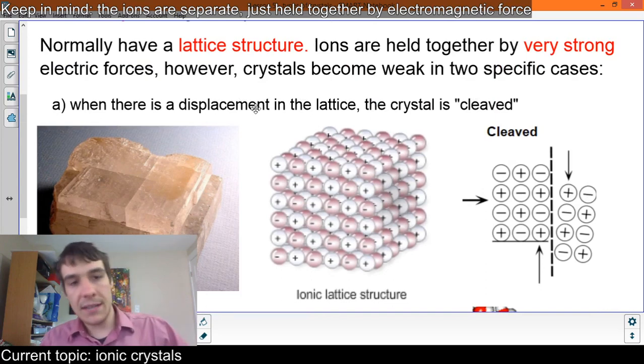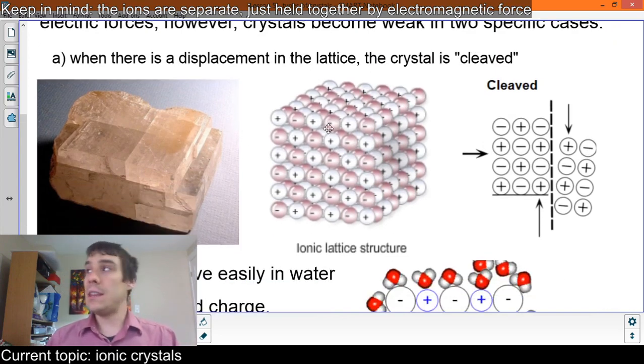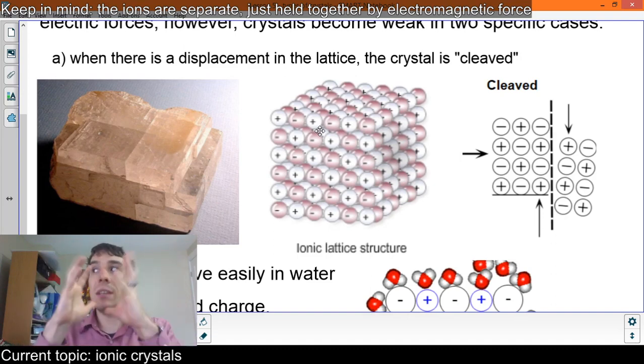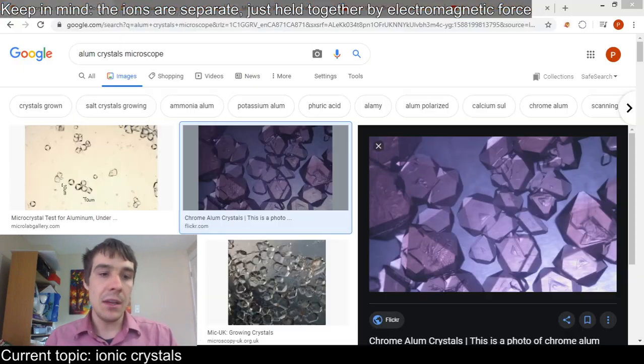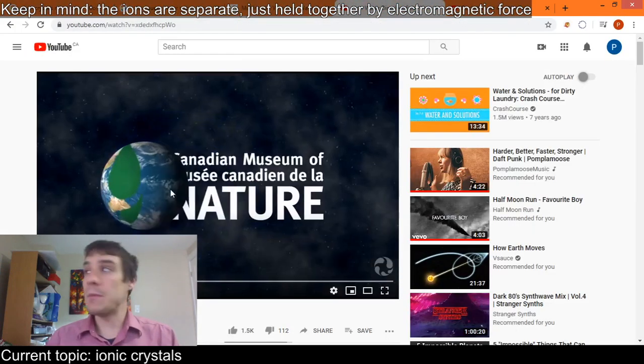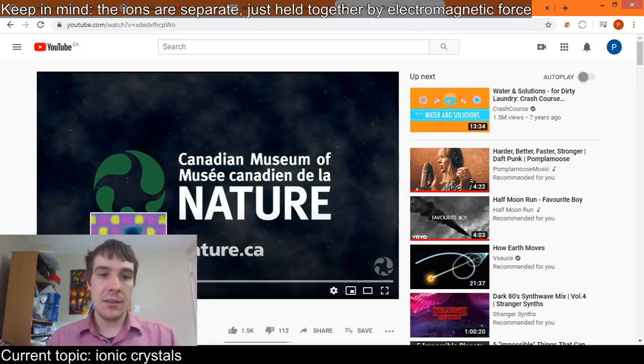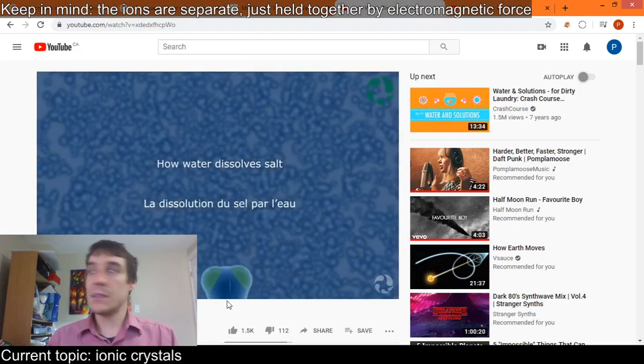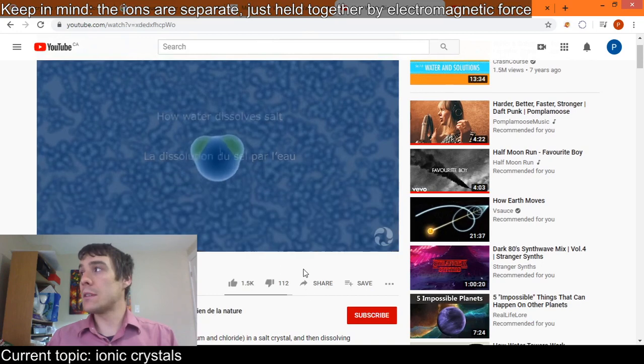And the other thing that makes them weak is water. When water attacks salt, it will take these individual ions and individually pull them away, because they're strong together, but if they're separated one at a time, the water can grab them. And the best video to show that is this one from the Museum of Nature. It'll show you water and salt and how the water will dissolve the salt.